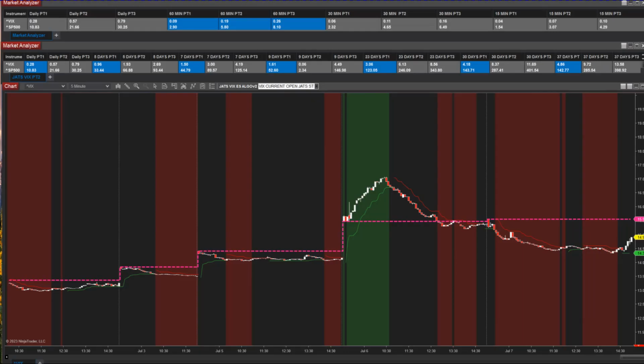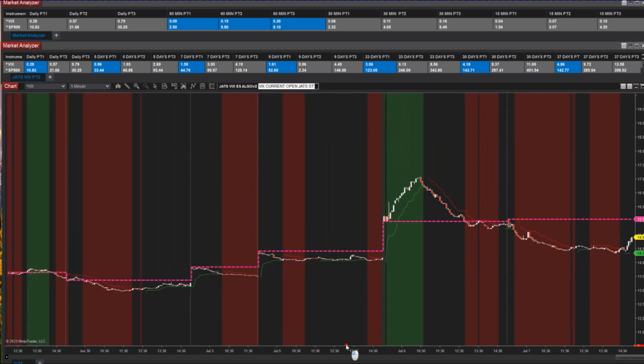Going to take a look at the VIX. We've got a 5-minute chart of the VIX on the screen. The pink line is the current day open, okay? In general, as a rule of thumb, if you are above the current open, the volatility is going to be going long. If you are below the current open, generally, the volatility is going to be going short.